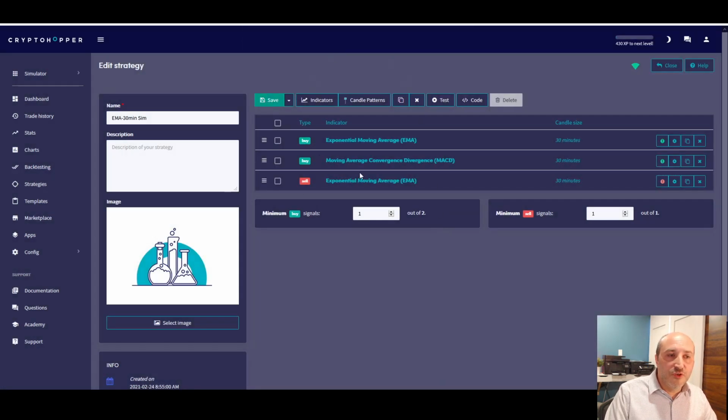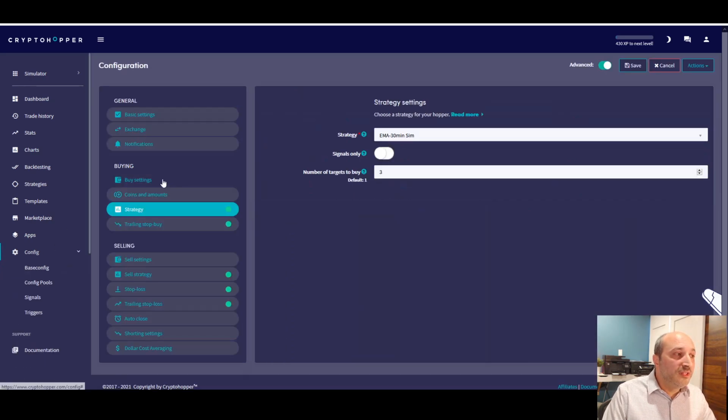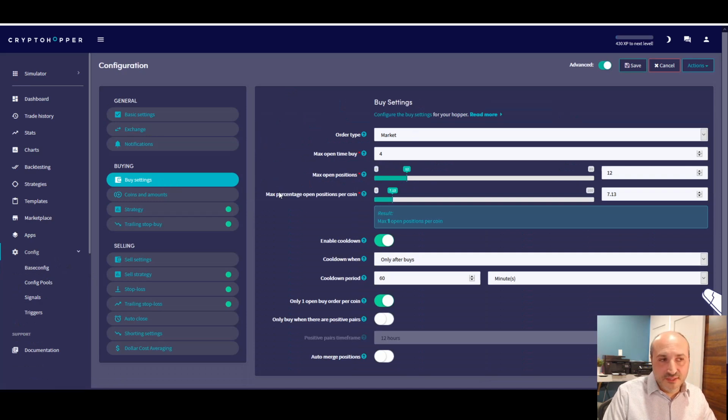So make sure you save. You click save right here, put a name, whatever name you want to make it, so you remember what's the name, and just save it. So this is all done. Your strategy is done. Now we have to go back to the config, go back to your base config. Well, let me go through all the setting basically.